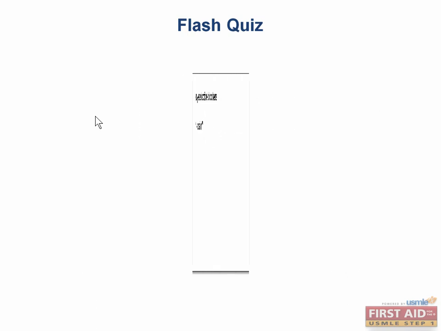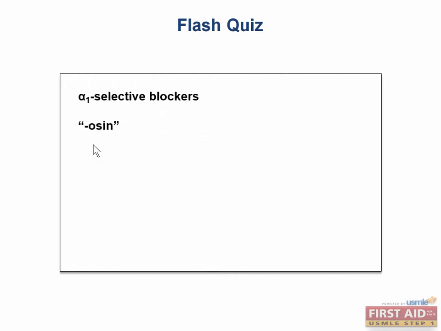So we just discussed that alpha-1 selective blockers, or remember those drugs ending in osin, can be used to treat both high blood pressure and urinary retention from BPH.